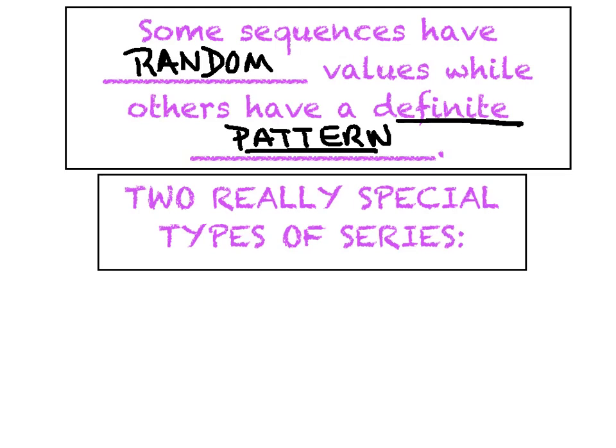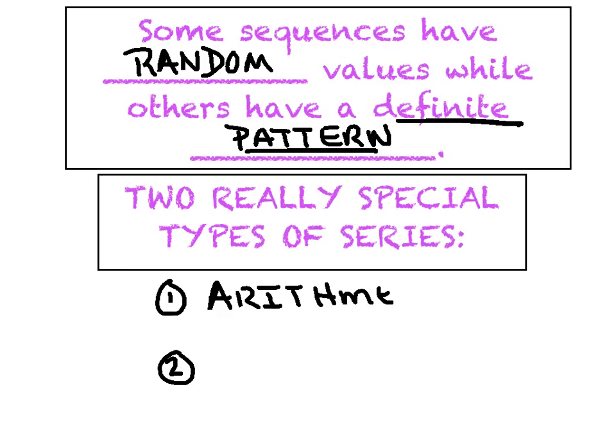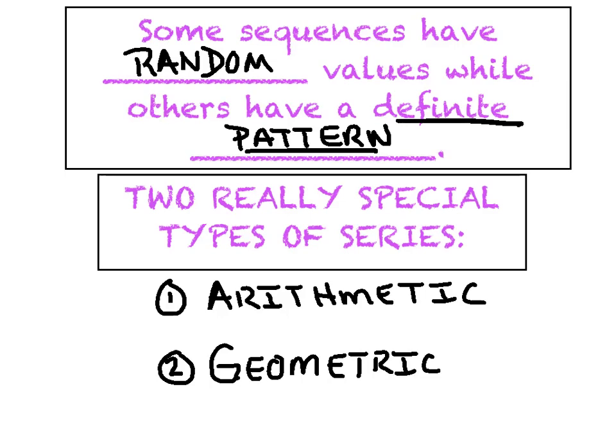Now, within that world of sequences that have definite patterns, we are going to focus and put a lot of energy into two really special kinds. The first being an arithmetic sequence, and that's what today's lesson is all about. So arithmetic is the first kind. The second really special kind is called a geometric series. And not only is that going to be special this year, but you could ask my Calc 2 students. They also deal with geometric series a lot. So that's a really popular one this year and beyond.